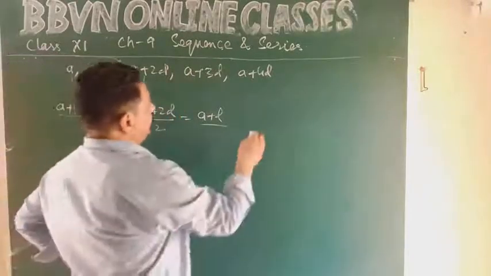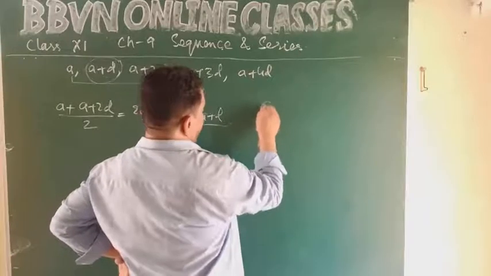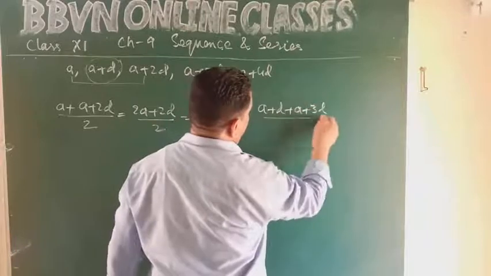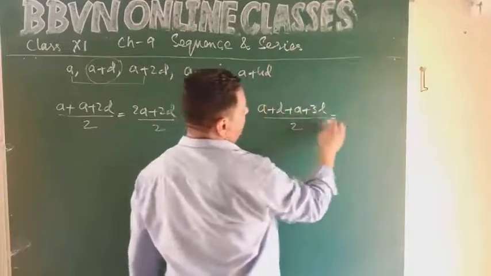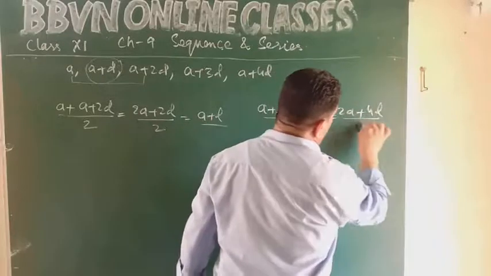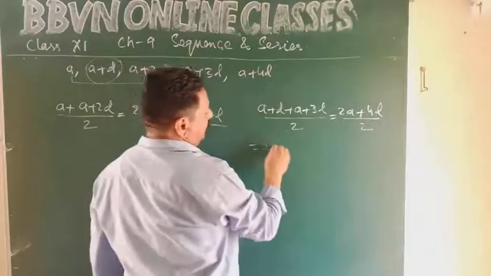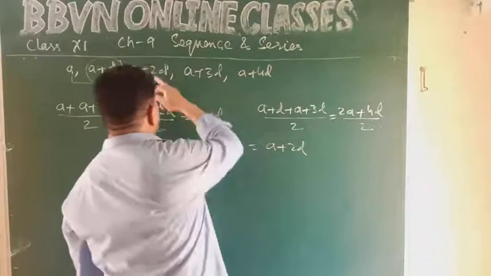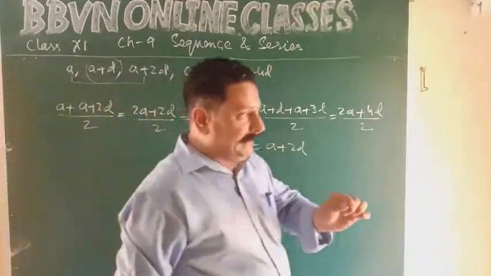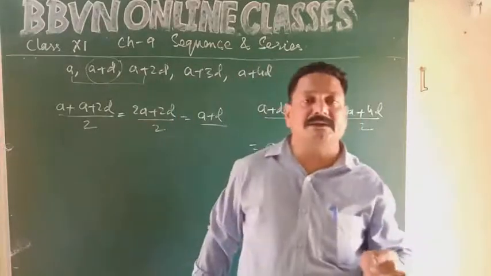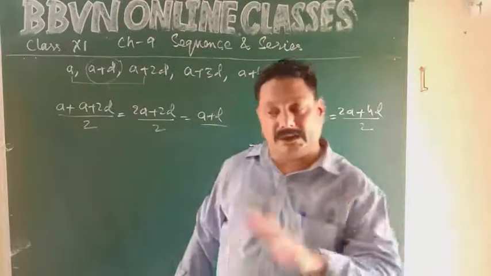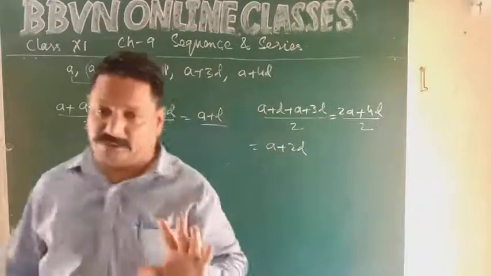Let us find out. Second term plus fourth term: a plus d plus a plus 3d upon 2. Its mean: a plus a is 2a, d plus 3d is 4d, whole upon 2. In the numerator, 2 taken common. What do I get? a plus 2d. It is the third term. So yes, any term in an arithmetic progression is always the arithmetic mean of its succeeding and preceding terms. आगे और पीछे वाले terms का arithmetic mean होता है.